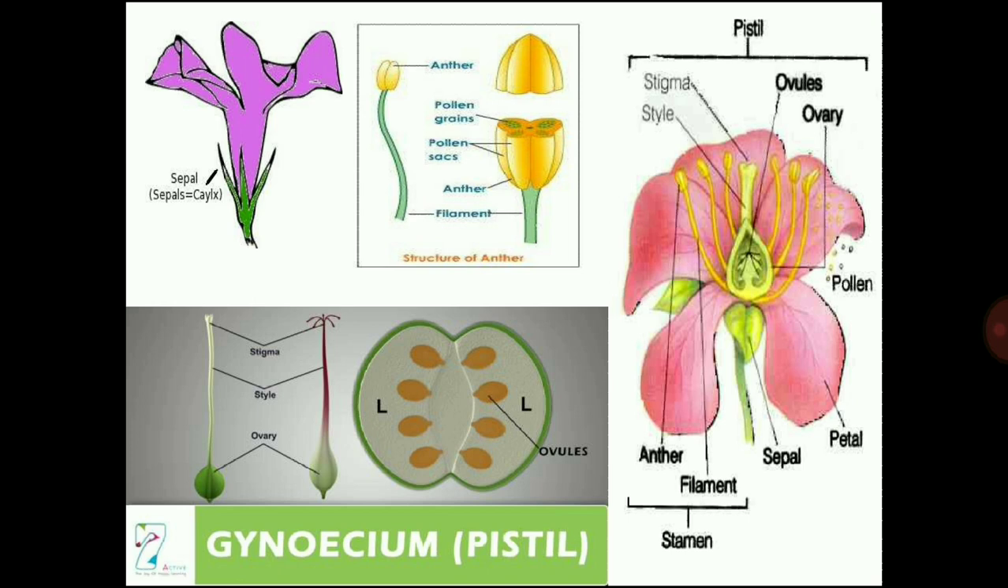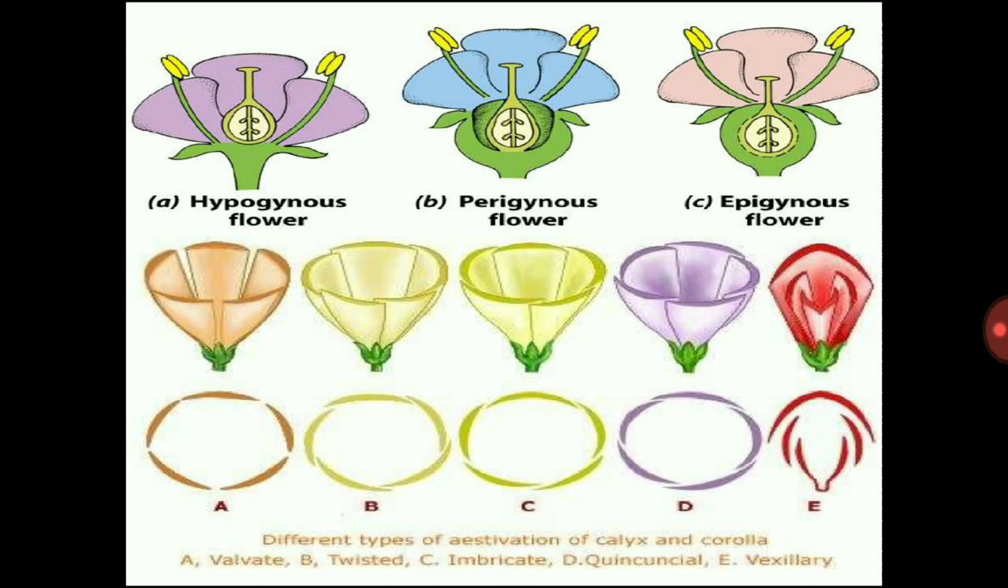Aestivation. The mode of arrangement of sepals or petals in floral bud with respect to the other members of the same whorl is known as aestivation. The main types of aestivation are valvate, twisted, imbricate and vexillary. When sepals or petals in a whorl just touch one another at the margin, without overlapping, as in calotropis, it is said to be valvate. If one margin of the appendage overlaps that of the next one and so on as in China rose, lady's finger and cotton, it is called twisted.